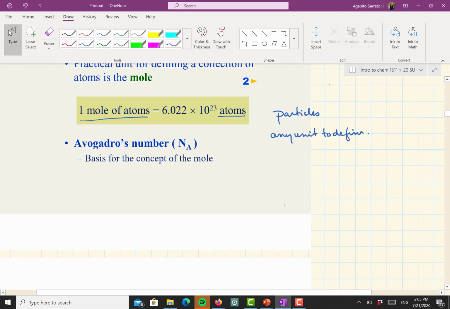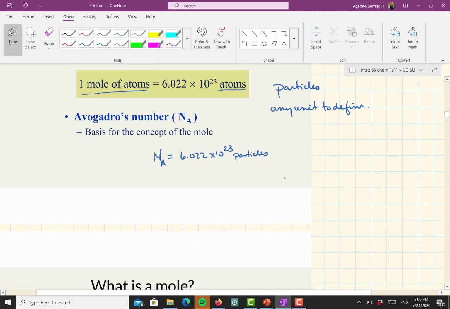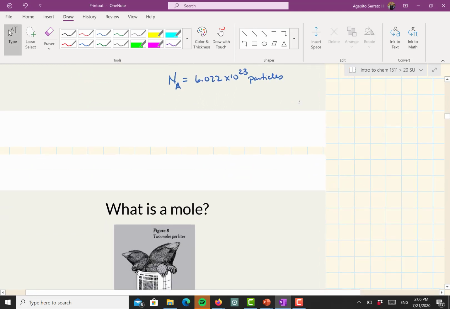And the shorthand way of writing 6.022 times 10 to the 23rd atoms is just N_A. So N subscript A is equal to 6.022 times 10 to the 23rd, and here I'm just going to put particles. Okay, because like I said, it can be anything. It's much easier to write N subscript A than this entire number every single time. So keep it simple, right?